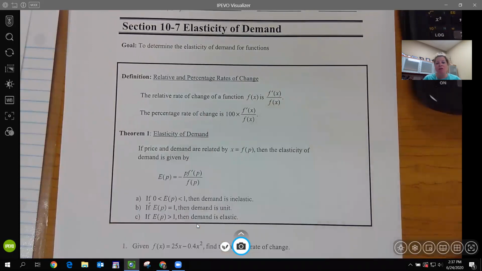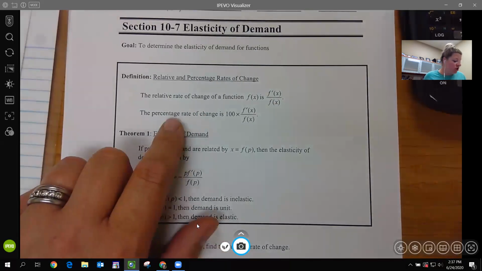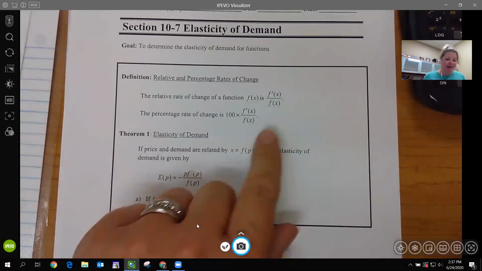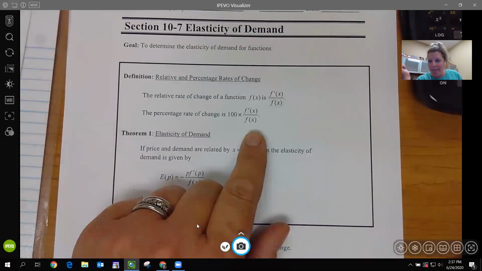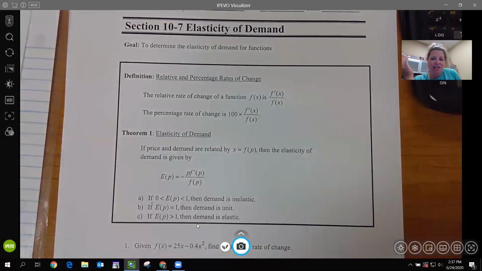So in some of your homework, you'll just be asked, what's the relative rate of change? If you're asked what's the percentage rate of change, it's the same thing. What's different? You multiply by 100. So if my relative rate of change is 0.1, what is my percentage rate of change? 10%. So just be careful what they're asking for. Do they want it in decimal form or as a percent?